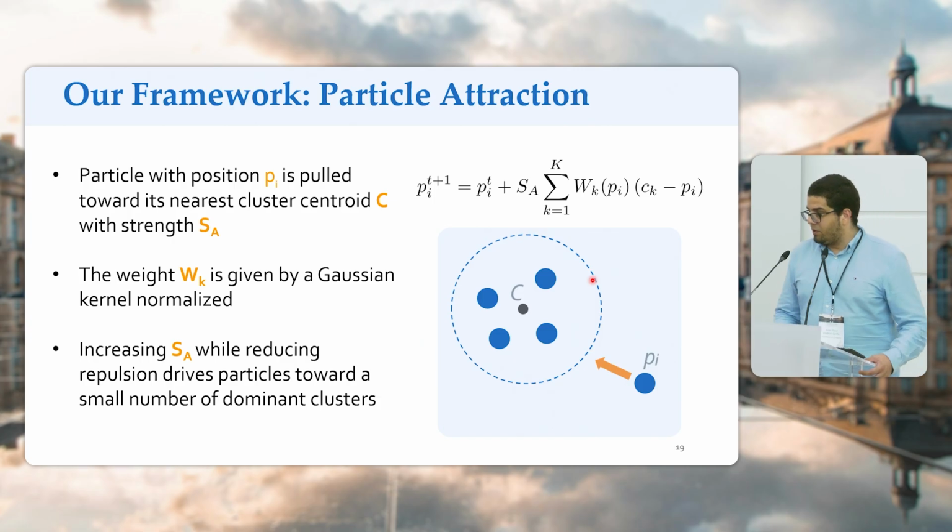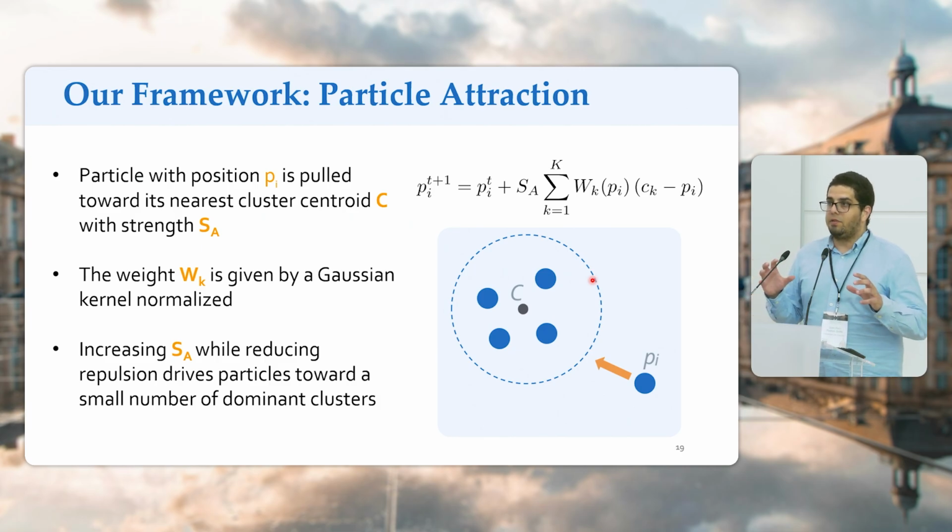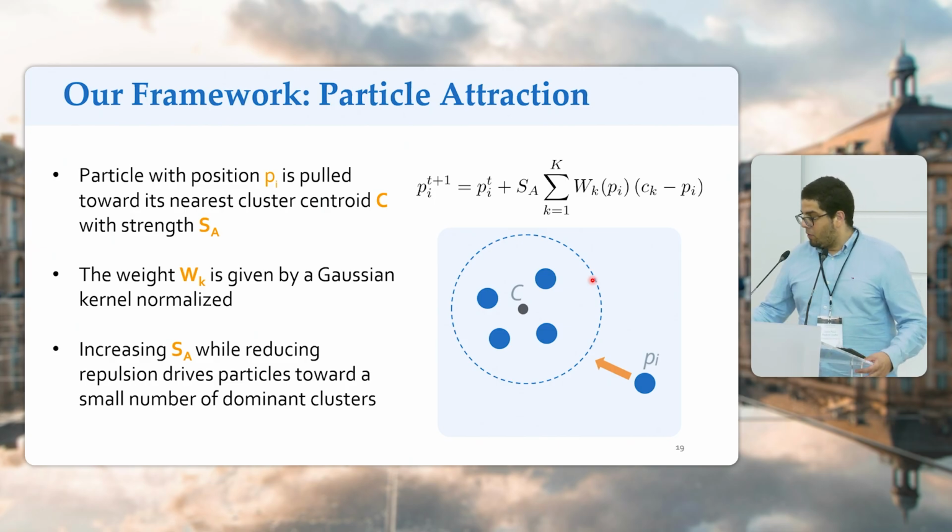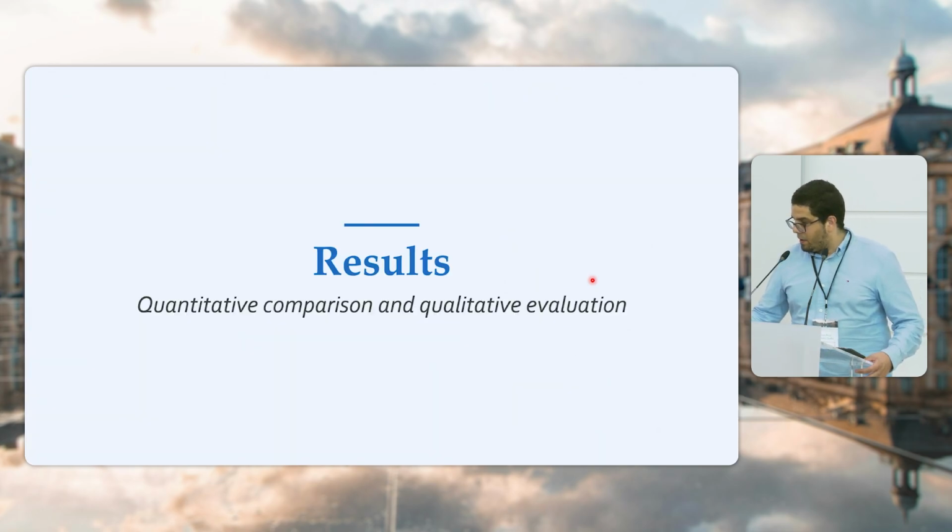Now with particle attraction, the idea is to do soft clustering where the clusters are guided by the centroids and the weights are computed with a normalized Gaussian kernel. Here we can say that when you increase the strength of the clustering, you tend to have fewer clusters and stronger, dominant clusters.